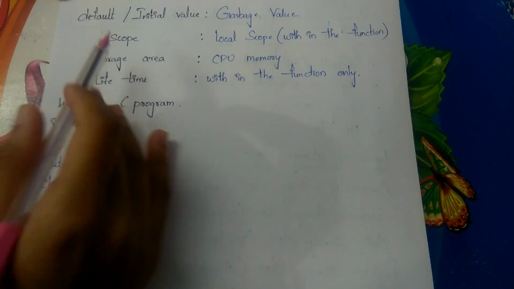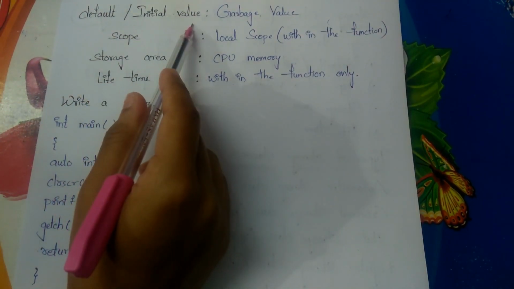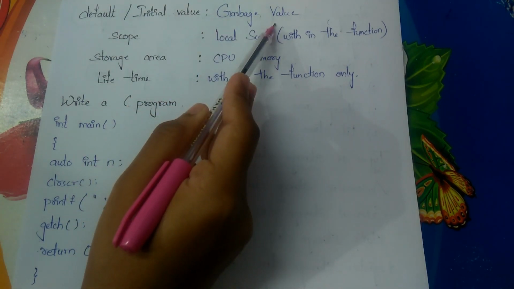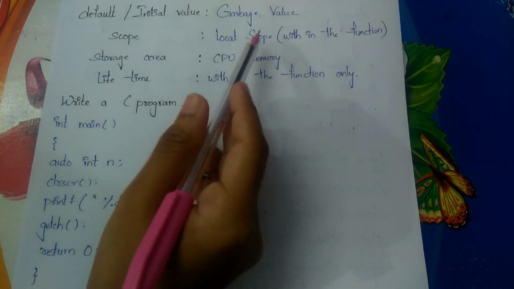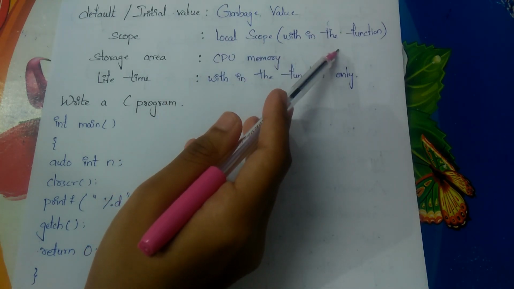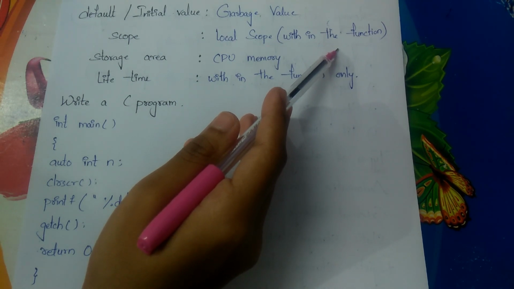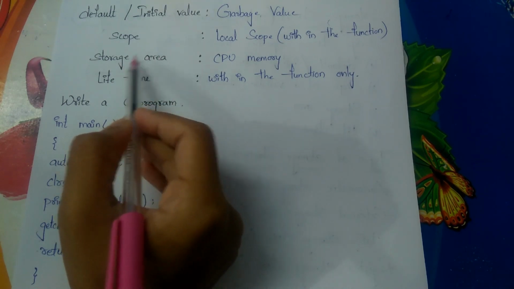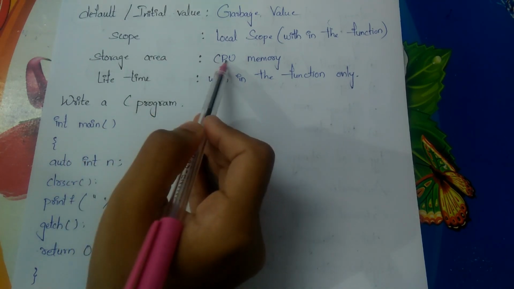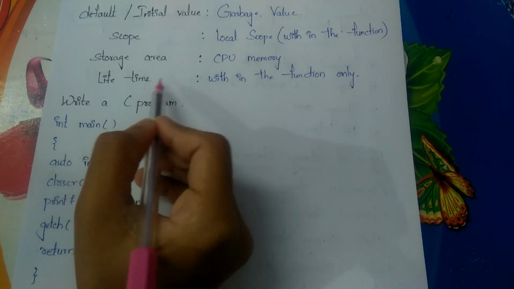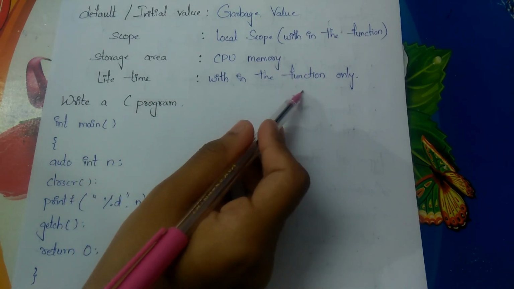The first one is the default or initial value. For auto the default value will be a garbage value. Then scope is local scope, which is nothing but within the function only where we define it, that is, within the main function only we write the auto keyword. Next is storage area: it is stored in the CPU memory. Then lifetime: its lifetime is within the function only.